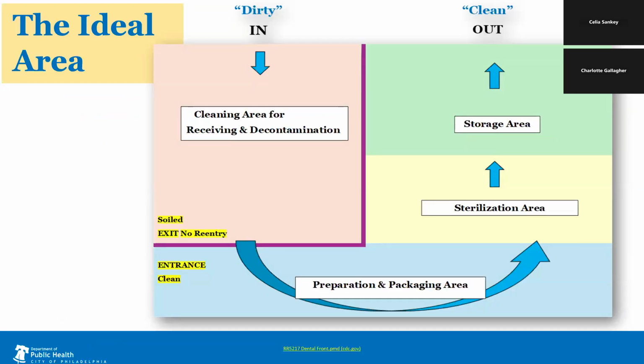Here is one map of a specific one-way flow of the stations. This map depicts a walled-off dirty area denoted with a thick purple line. You can see entry starts in the soiled receiving area where instrument cleaning will occur. Then, as we exit the dirty area, we enter the area of preparation and packaging, and then it flows into the sterilization area and finalizes in the storage area for later dispensing into the patient care areas. Clean products should never flow back into the soiled area.